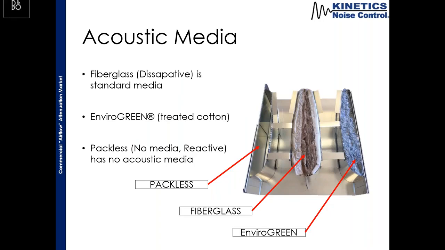So here's where we get into why this silencer looks a little bit funny. We're showing the 3 different types of acoustic media we have. In that center baffle, that's fiberglass. That's our standard acoustic media. On the right there is a treated cotton. And on the left is a packless. You might hear this called no media reactive. What this does, instead of having acoustic media that absorbs the sound, is it has chambers within the baffle where the sound enters in and is dissipated just through a small amount of vibration.